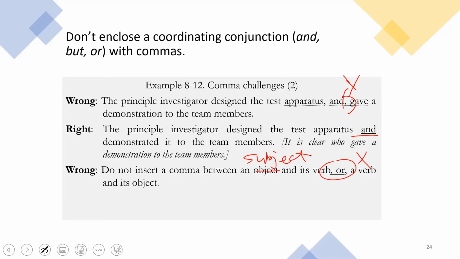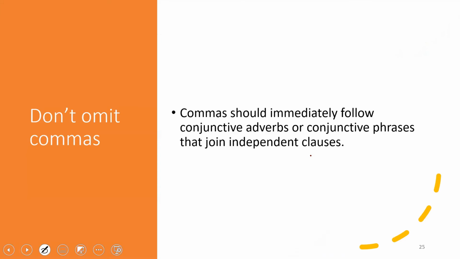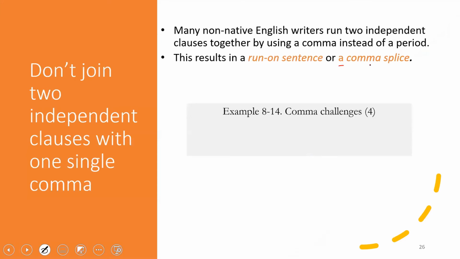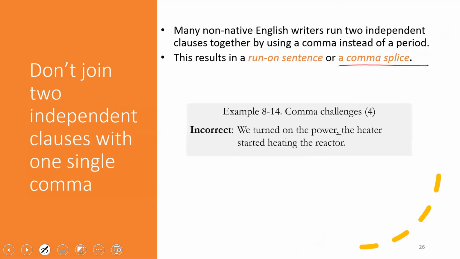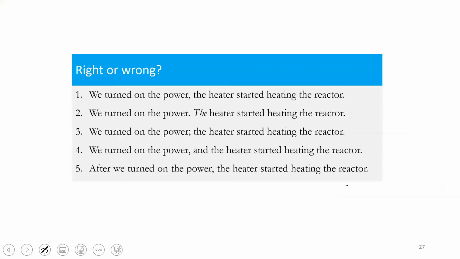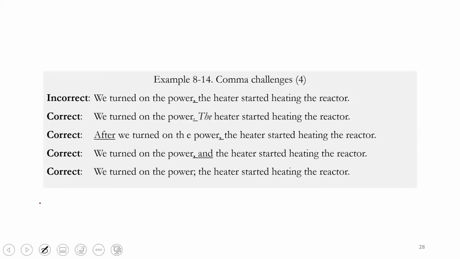All right, continue from here. Commas should immediately follow conjunctive adverbs. Otherwise, it becomes a comma splice. We know that the first one is wrong. This is the answer I already gave you.